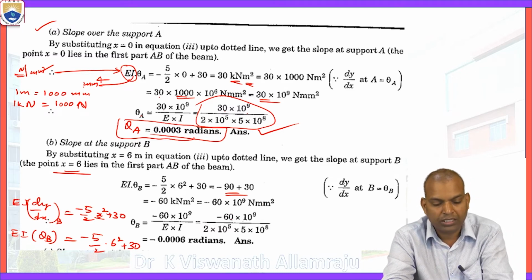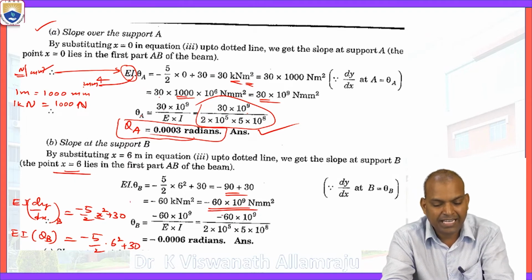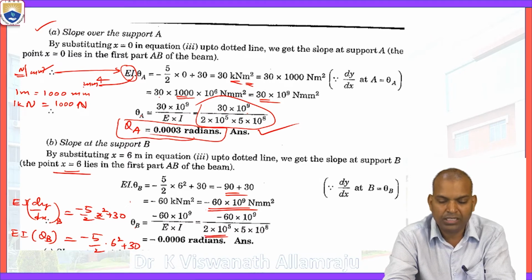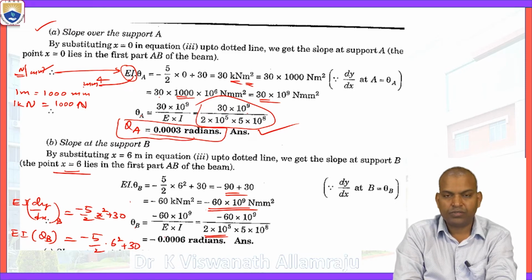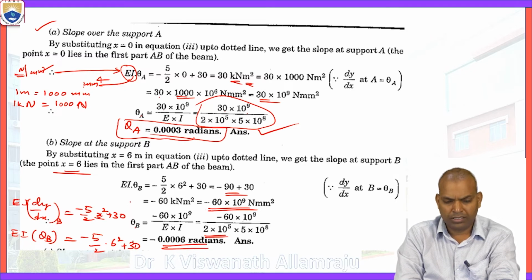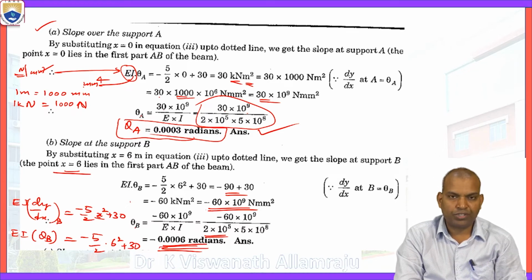Convert kilonewton meter square into Newton millimeter square, that is 60 times 10 power 9 Newton millimeter square. And EI substitute here, that is theta B equal to negative 60 times 10 power 9 by EI. What is the value of E? Modulus of elasticity E is 2 into 10 power 5 and I is 5 into 10 power 8. After substitution, you will get negative 0.006 radians, theta B. So the slope at A is positive, upward, and the slope at B is negative.